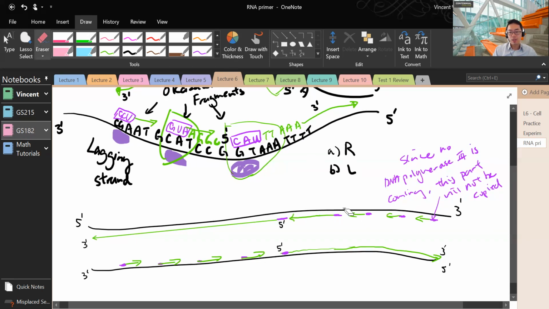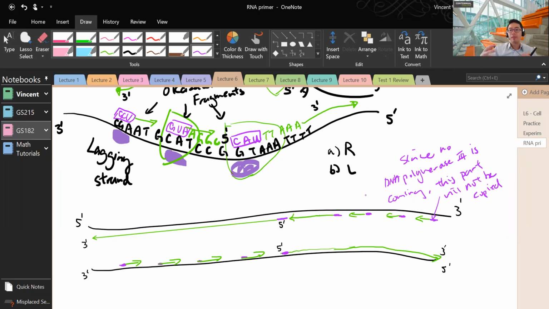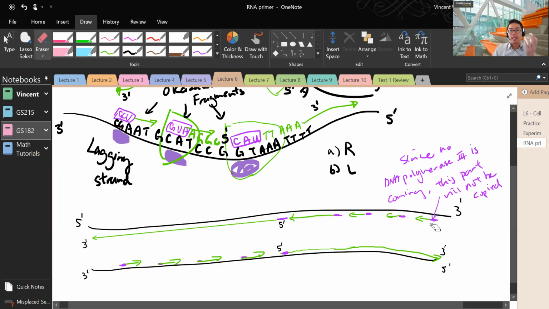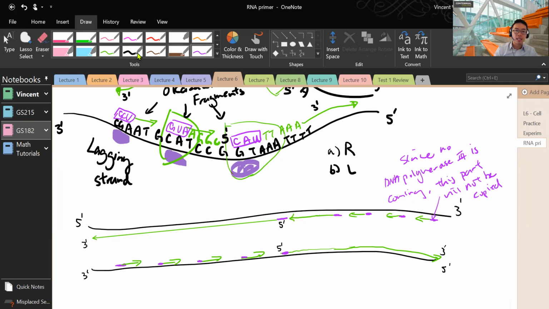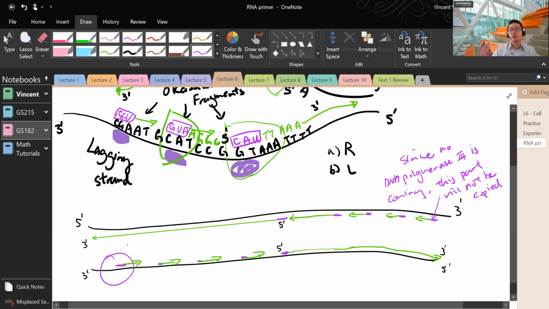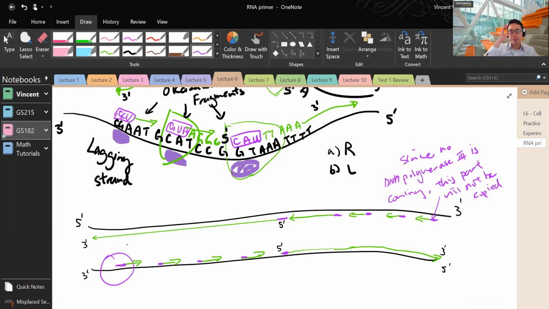This part is going to be replaced with DNA because a polymerase 3 is coming to replace this. When I say the polymerase 3 is coming, what I mean is the polymerase 3 will come, it will fall off, and that would prime the polymerase 1 to come and replace it. But we cannot do that at the end since there is no polymerase 3 coming from upstream. Same thing over here. This part is not going to be copied, for the exact same reason. Does that make sense?